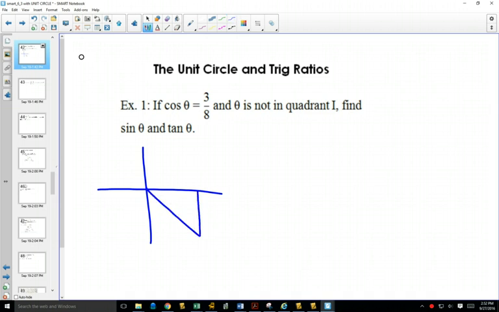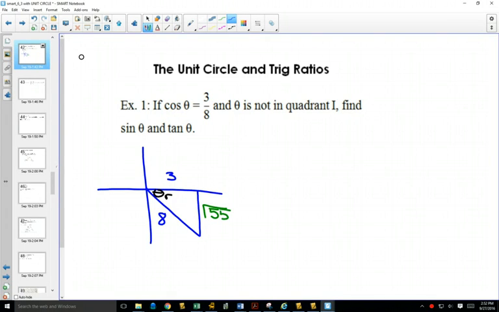We can draw a triangle with our reference angle back to the nearest x-axis, and we can label that the adjacent over hypotenuse would be 3/8. If we do a squared plus b squared equals c squared, 64 minus 9 is 55. So that'll be the square root of 55 for the other side.